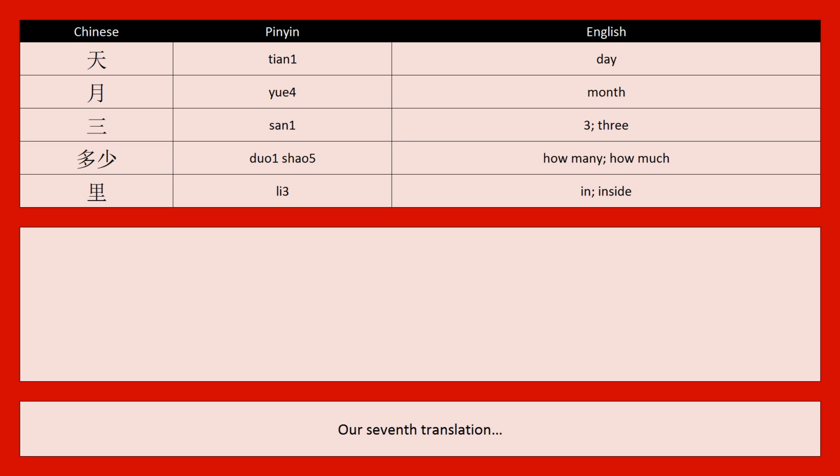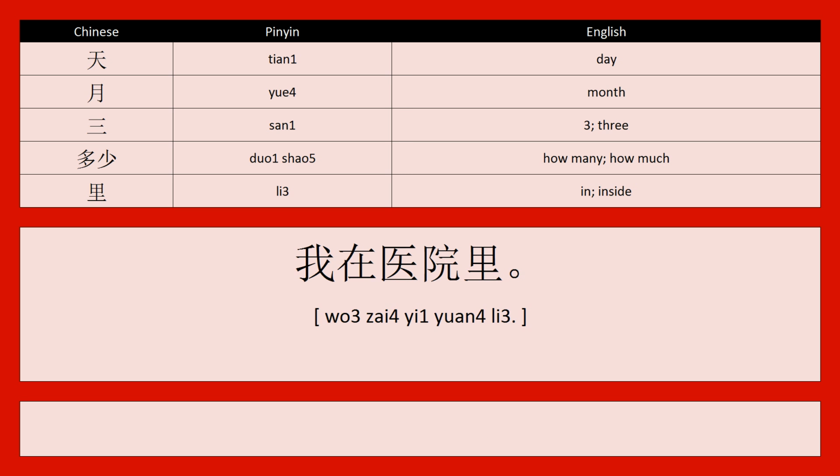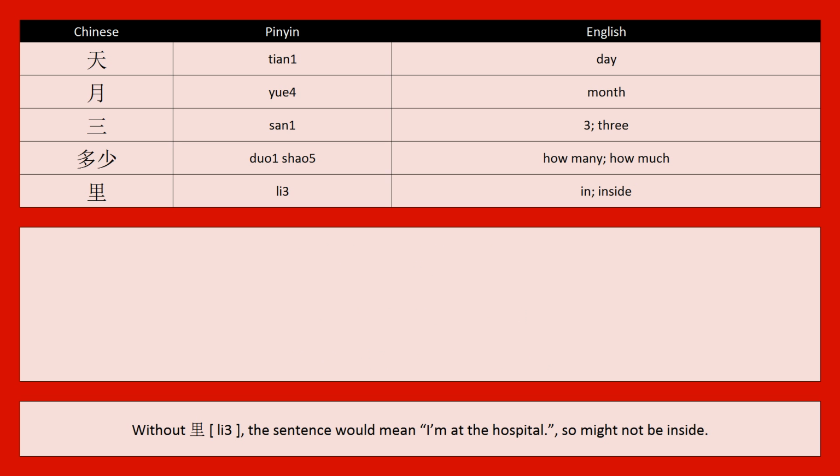Our seventh translation. 我在医院里。 I'm inside the hospital. Without 里, the sentence would mean I'm at a hospital, so might not be inside.